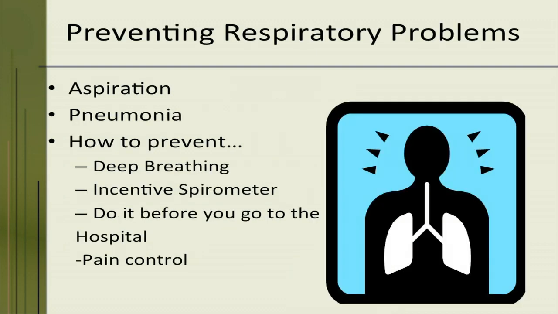So how do we prevent respiratory problems and complications in hospitalization? Well, first of all, we know some things to look for and assess that are bad clinical outcomes in hospitals, such as aspiration and pneumonia. And how do we prevent it? We intervene as early as possible. We get patients up to sitting positions and standing positions.